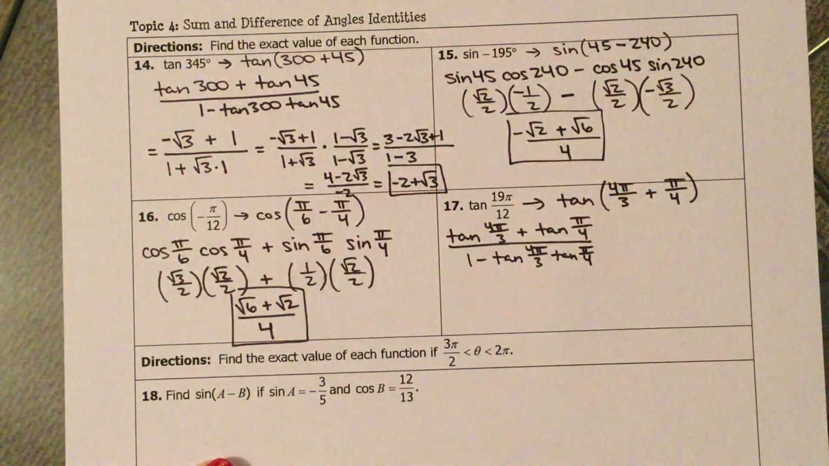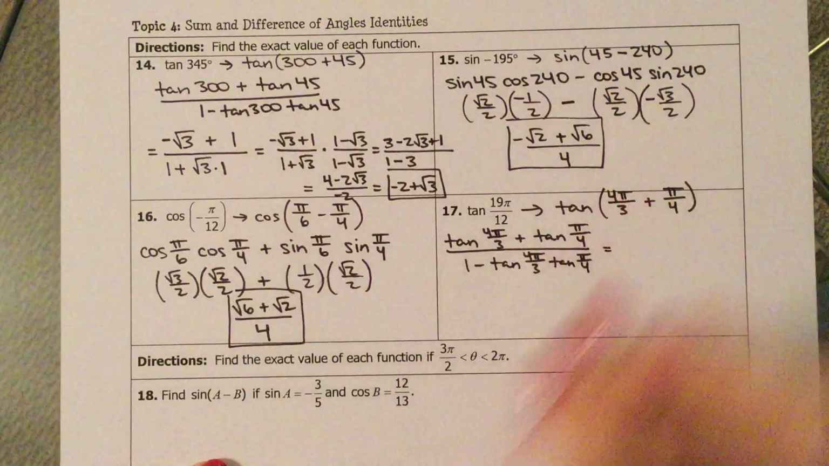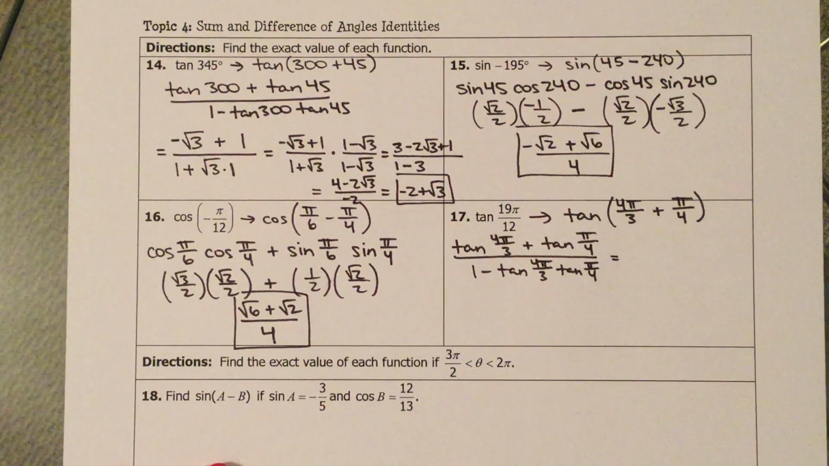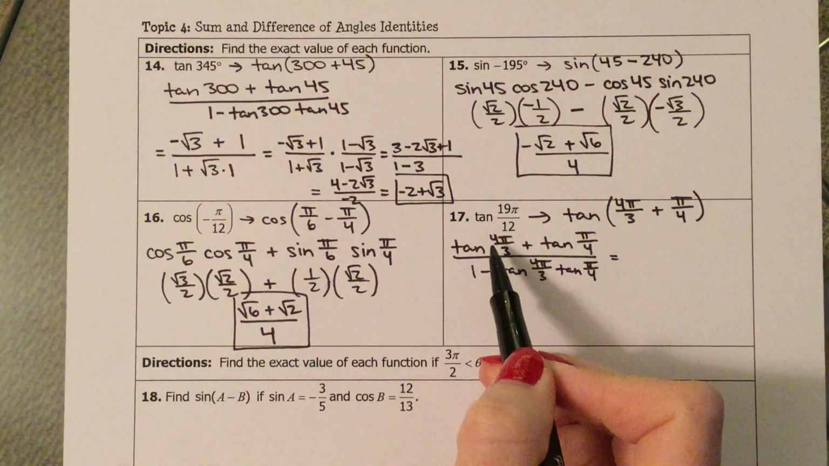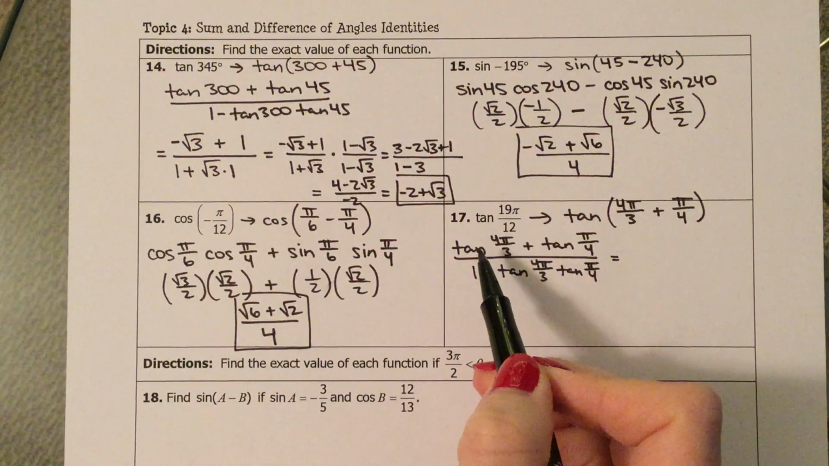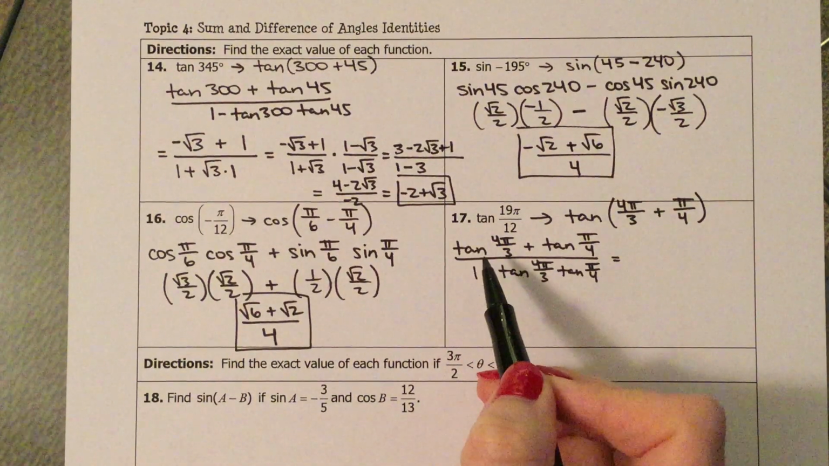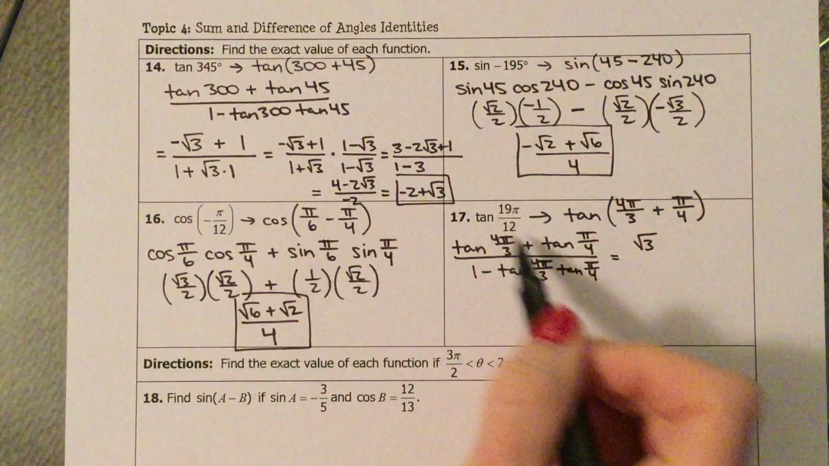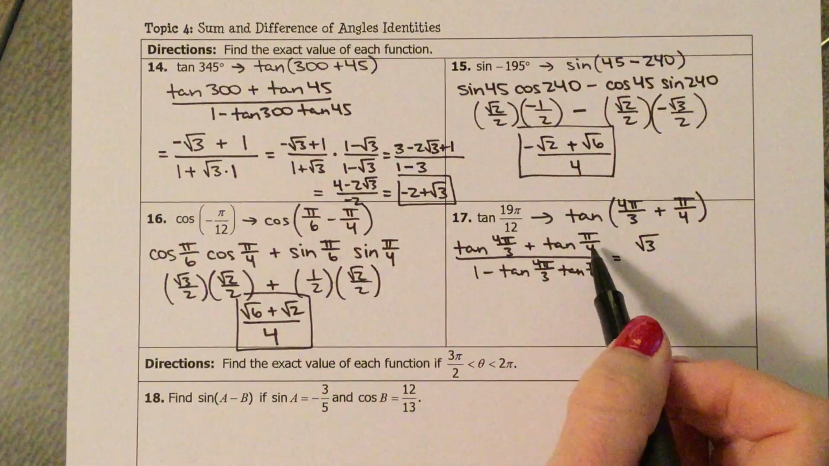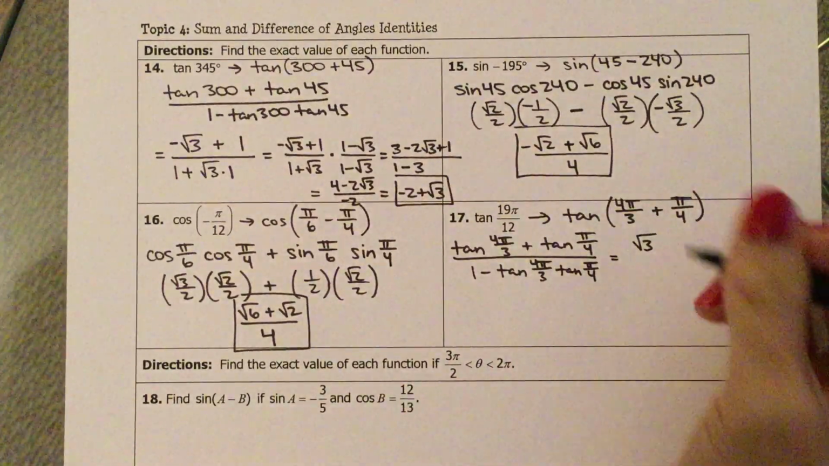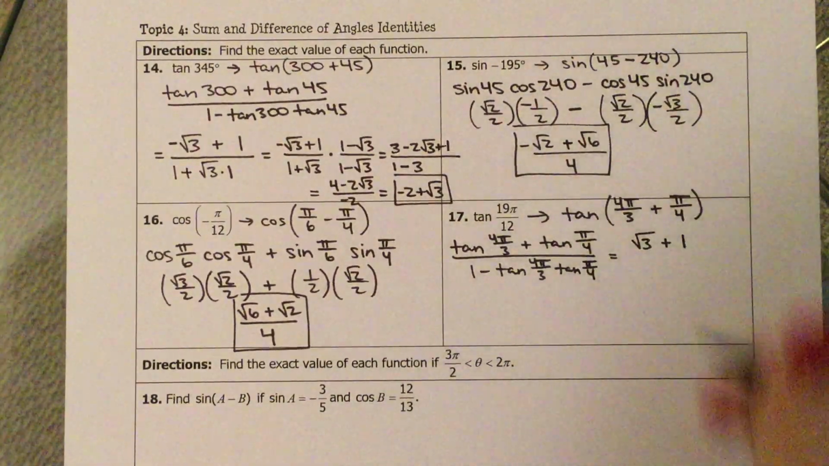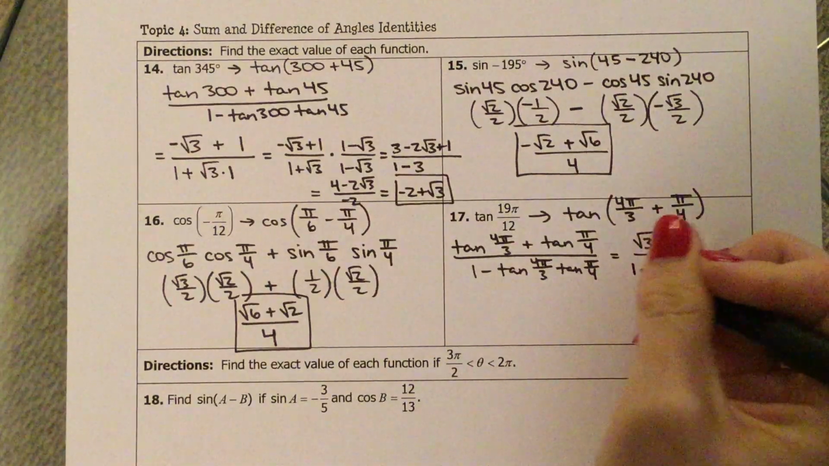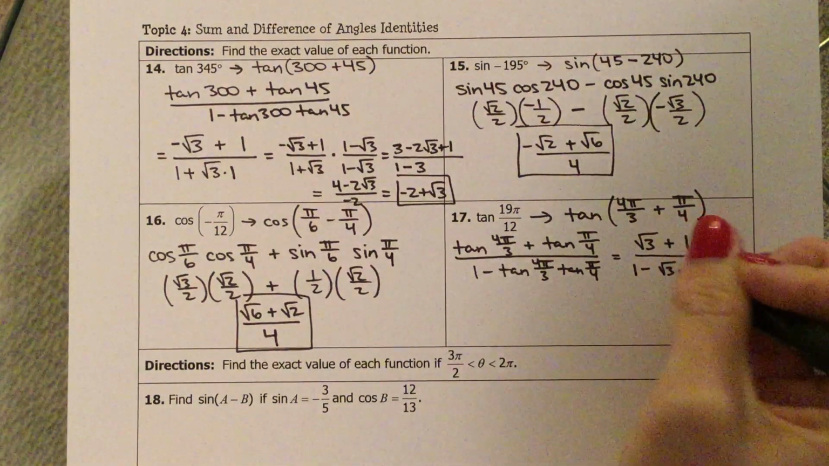Okay, so we've got equals. We'll start piecing some things together here. So tangent of 4 pi over 3, that reference angle is pi over 3, and the tangent of pi over 3 is root 3. Here, this is in the third quadrant, and in the third quadrant tangent is positive, so we don't have to change this. And then plus 1 over 1 minus root 3 times 1.